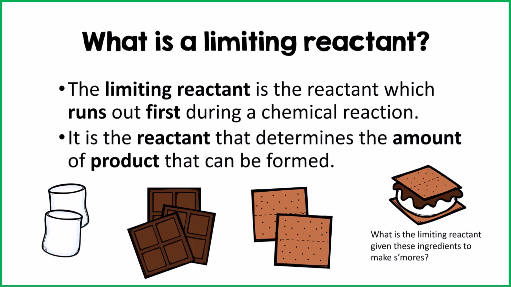Well, our marshmallows here can make 2 s'mores. Our chocolate squares can make 3 s'mores. And our graham crackers, since we need 2 for each s'more, we can only make 1. Since these are all 3 reactants to make this one product, our limiting reactant is going to be the graham crackers, because we can only make 1 s'more out of that. So this is going to limit the amount of product that we can make.